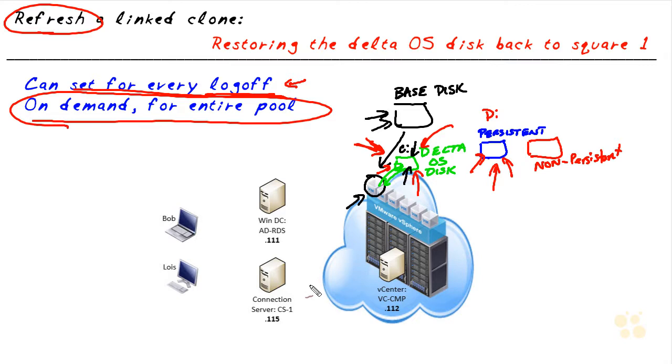So in my current topology, we've got a user named Lois. She is successfully connected to the connection server, and using a pool of linked clones, she's connected to a virtual machine. And that's where we will, in this nugget, pick it up. We'll create some changes on the C drive of Lois's virtual machine, and then we'll force a refresh and see that whatever changes she had made to that C drive are completely gone. It's as if she had never made those changes to begin with after that refresh happens to the linked clones.